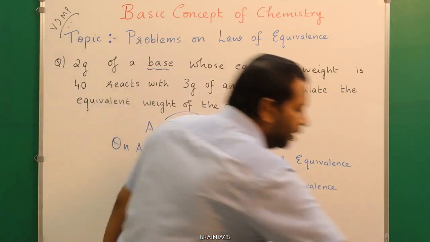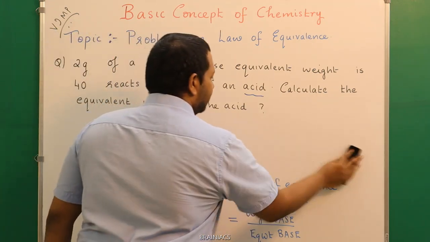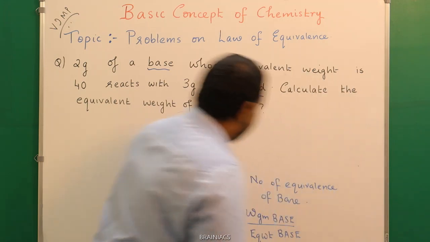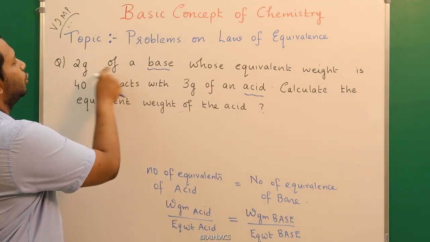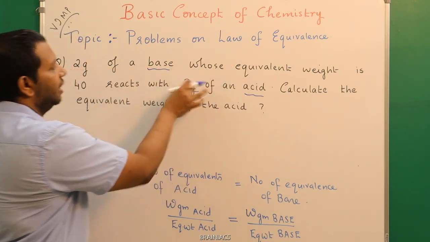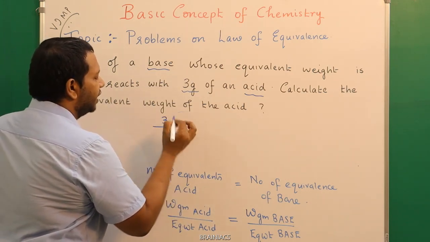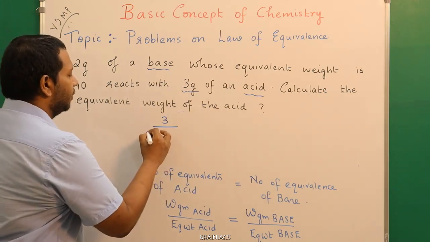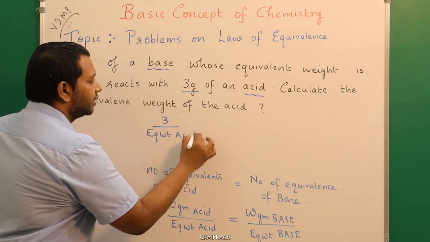So I will just rub here so that you can directly apply it and get the answers. Okay. So very easy basically this method. So tell me weight in gram of the acid. They have told 2 gram of a base whose equivalent weight is 40 react with 3 gram of acid. They mentioned the weight in gram of the acid. So I will substitute 3 divided by equivalent weight of the acid. That is what they are asking you to calculate. So I will keep it like equivalent weight of the acid. We need to calculate that.